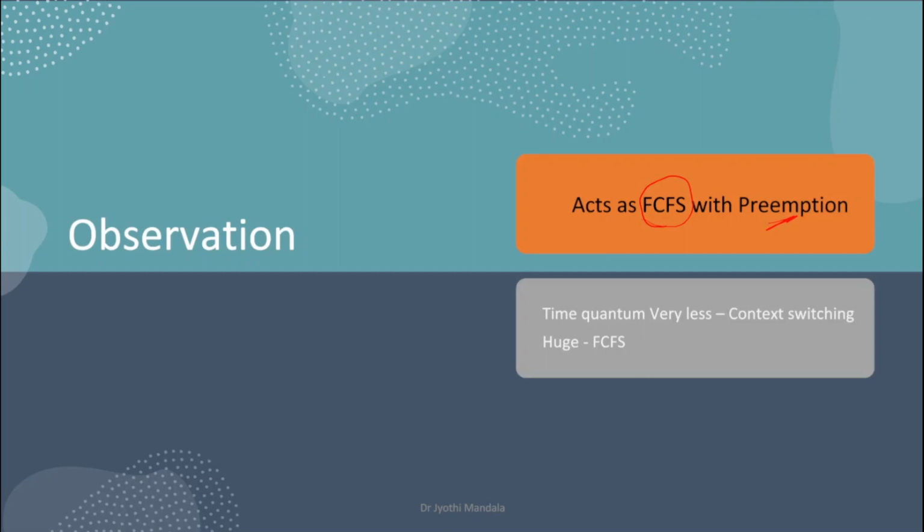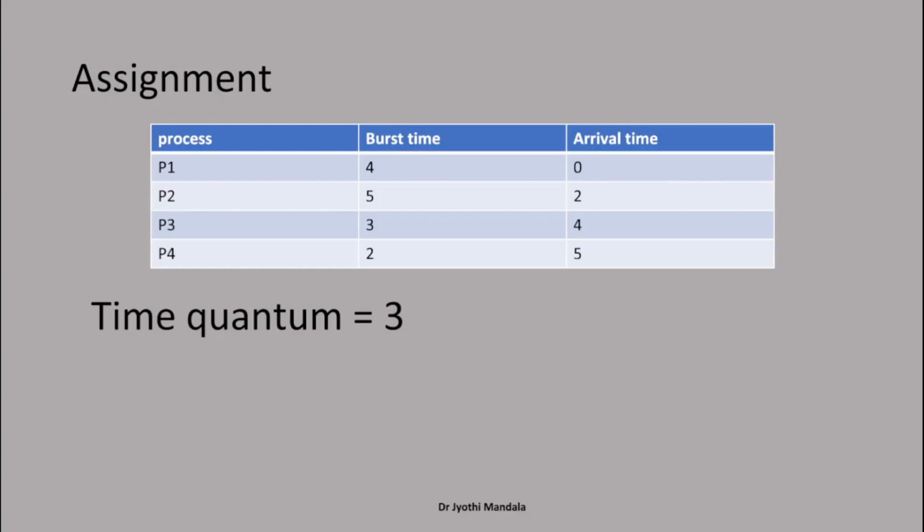Another observation is that if the time quantum is very small, then the context switching is very high. Context switching means the CPU switching between multiple processes. So if the time quantum is very small, say 1 second, then the CPU will switch between the processes every second. Those are the two observations you need to consider: it acts as FCFS with preemption, and context switching increases if you take a smaller time quantum.